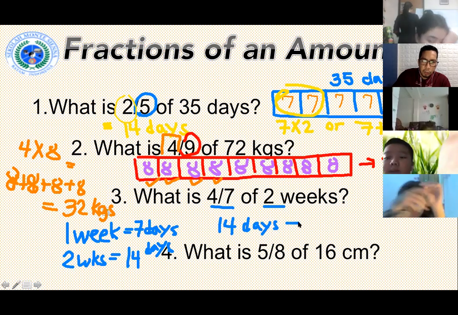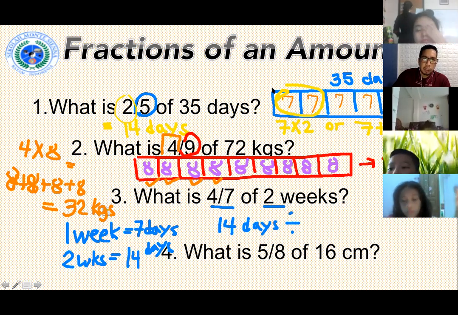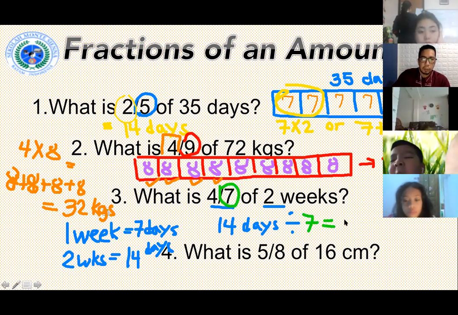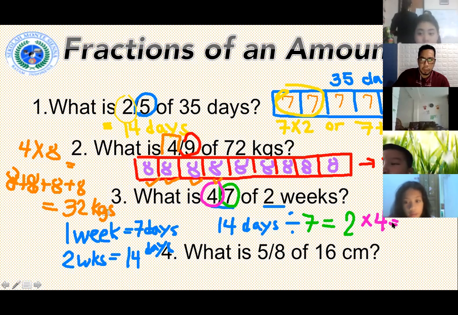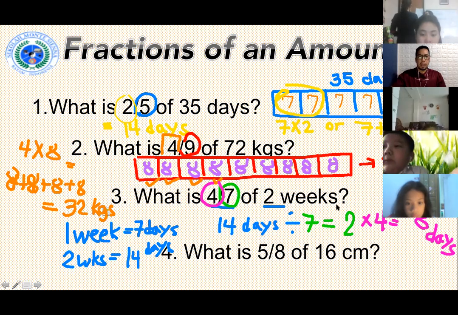And then teacher will divide it by how many? I will divide it by 7. 14 divided by 7 means 2. And then after that, teacher will multiply it by 4. What is 2 times 4? 8. 8 days. So what's the process? Divide and then multiply.